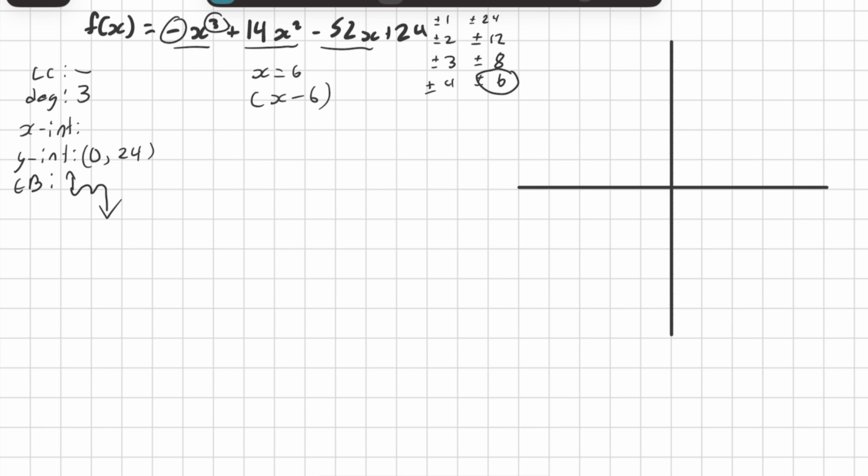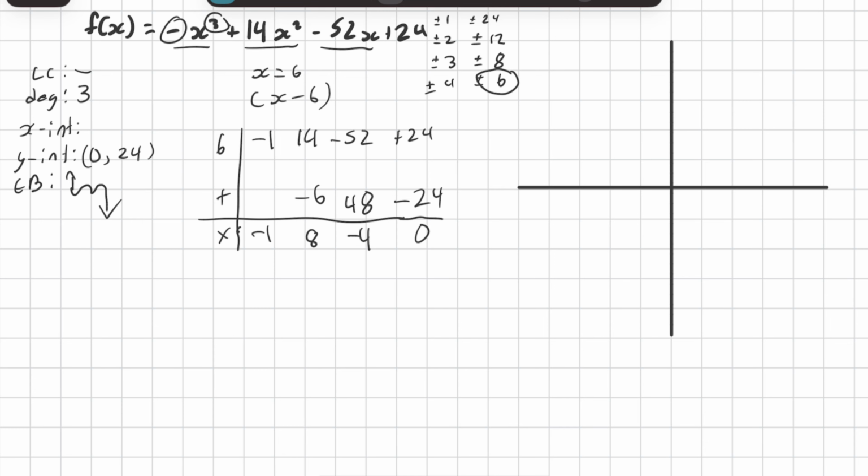So now we can go ahead and do synthetic division. We bring the 6 down here, and we bring all of our other numbers over. First you want to bring down this -1, -6, and then you just add everything here and multiply everything here. So 14 take away 6 is going to be 8. 8 times 6 is 48. -52 and 48 is -4. -4 times 6 is -24, and this is 0.